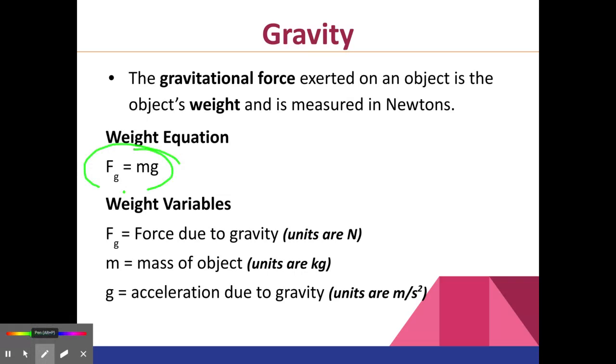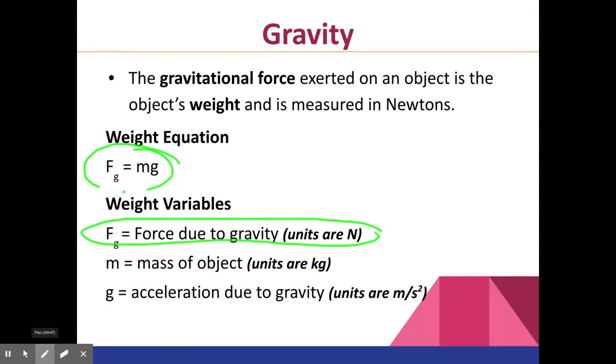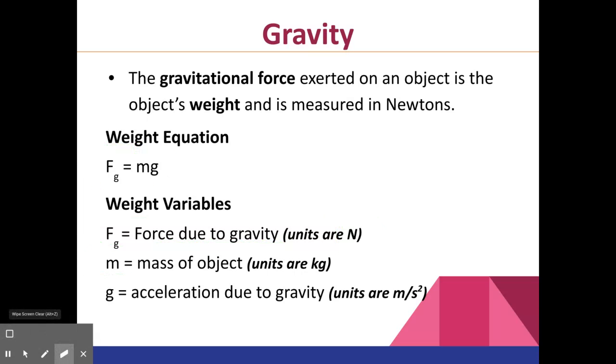So the force due to gravity is equal to the mass times the acceleration due to gravity. So again, F sub g, force due to gravity, measured in newtons. The mass of an object is m. We measure that in units of kilograms. And then g is the acceleration due to gravity. And these are units in meters per second squared, which should make sense because it's acceleration.